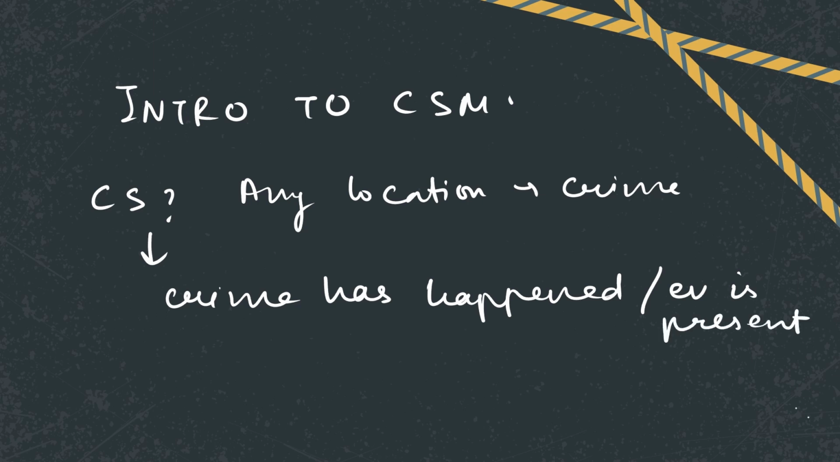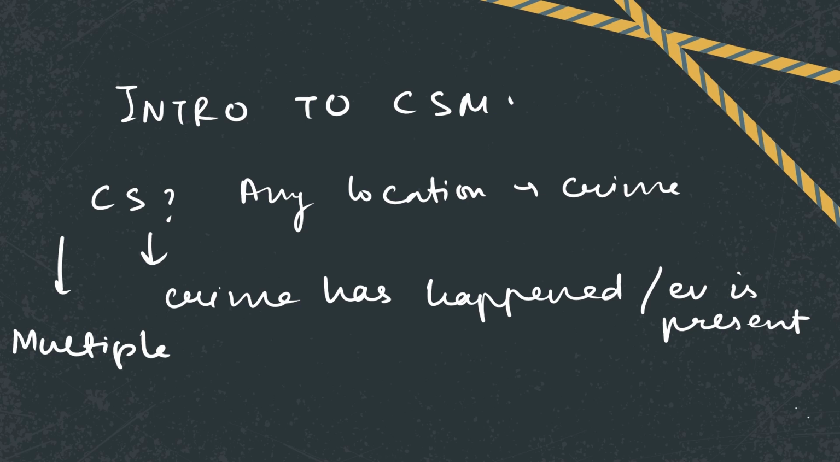Now, let me repeat this because this is very important. The crime scene is not only the place where the crime has happened, it can also be a place where the evidence is present. For example, a murder happened in a house, but the weapon was thrown in a river. So now the house is also a crime scene and the river is also a crime scene. So that means crime scenes can be multiple, not just one.